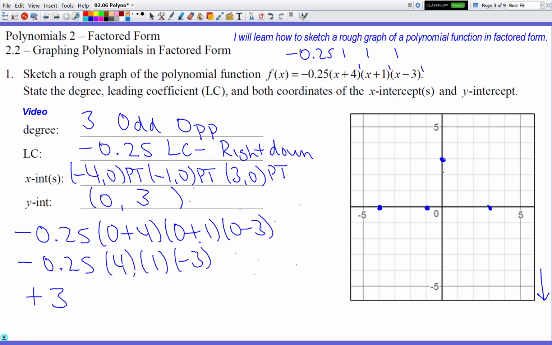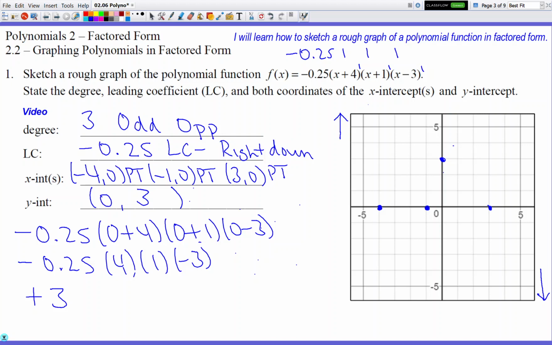Well, let's look. It says odd and opposite. So if my right side is going down, then my left side means it's going up. Okay? So now we have the basis for drawing my lines. And when you draw your lines, all you got to remember is you're going to connect all these 4 dots.